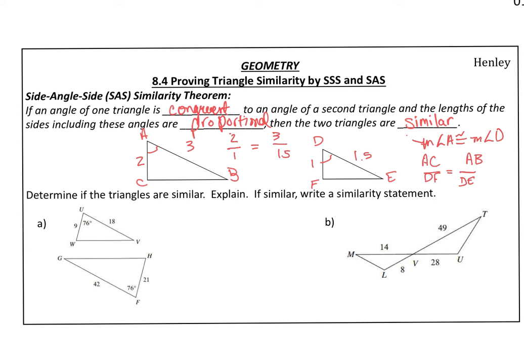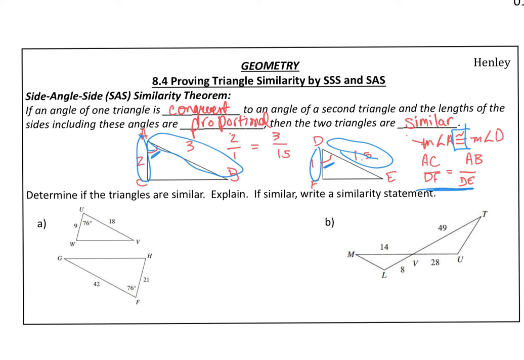Now by doing this, this shows us that we have three things. We have a side, an angle, and another side. So a side, an angle, and another side that are, the angles are congruent and the sides are proportional.